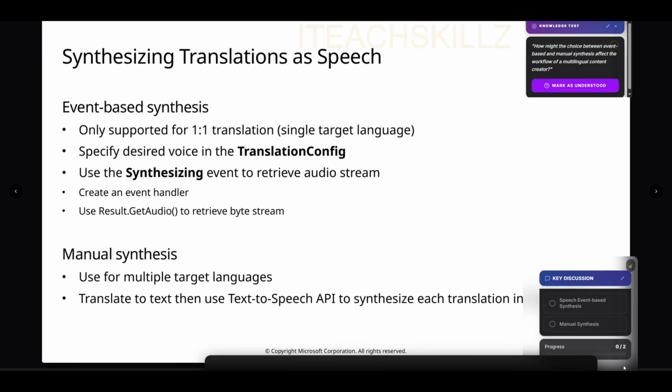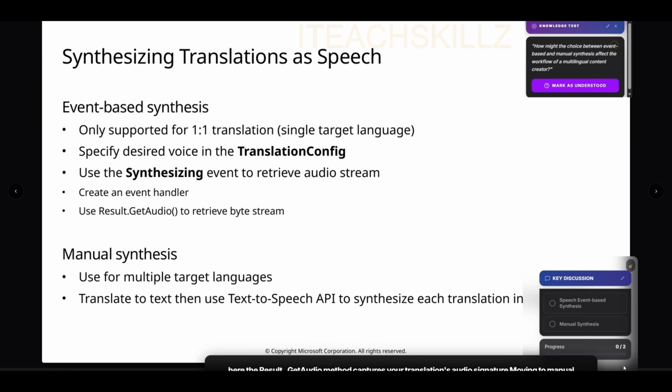When synthesizing translations into speech, think of it as crafting a unique voice narrative for your translated text. For direct 1:1 translations, you specify the desired voice using translation config and retrieve the audio stream via synthesizing event. Imagine writing an email with a custom signature. It's similar here. The result.getAudio method captures your translation's audio signature.